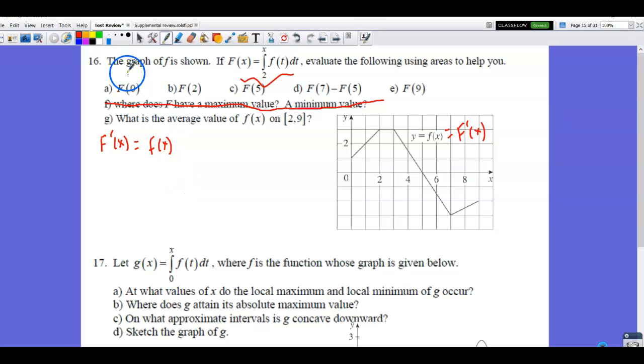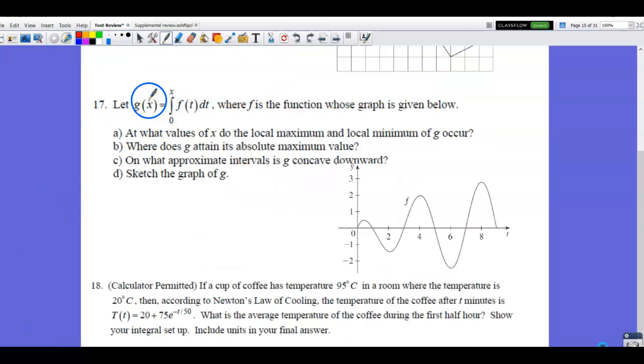And then the average value, letter G, of 2 to 9. Remember, we just found f of 9, which was the integral from 2 to 9, and we got negative 2. So now if we divide by b minus a, 9 minus 2 is 7, so we get negative 2/7.